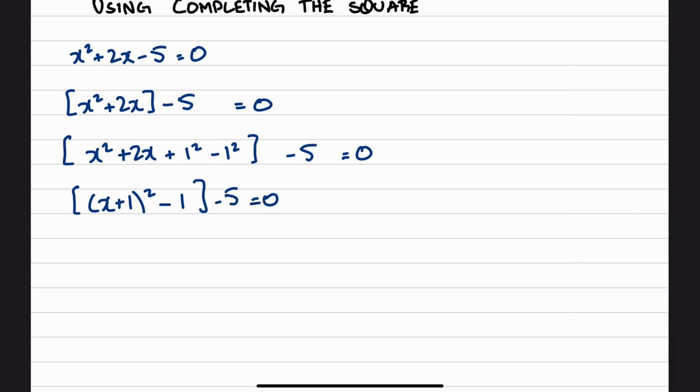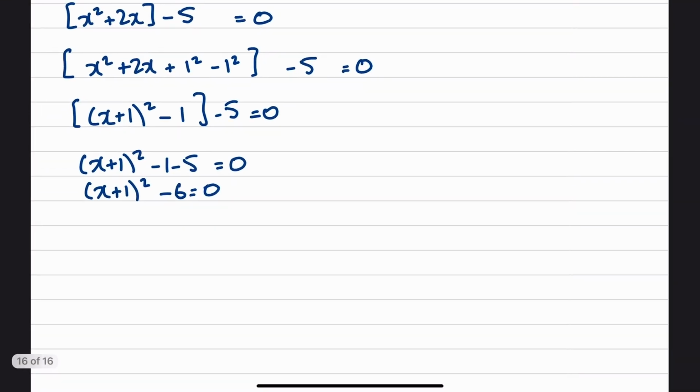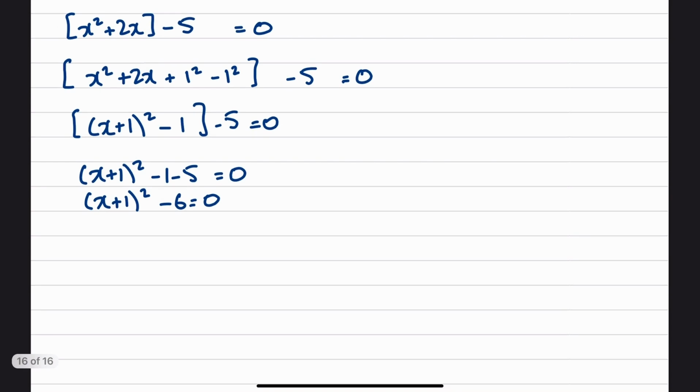Minus 5 equals 0, and we can open the bracket because there's no term outside multiplying it. So what we have is (x plus 1) whole squared minus 6 equals 0. Now the way to solve equations, of course, is to isolate our x terms. So we can take 6 to this side of the equation and it will become a positive 6. So we're left with (x plus 1) whole squared equals 6.